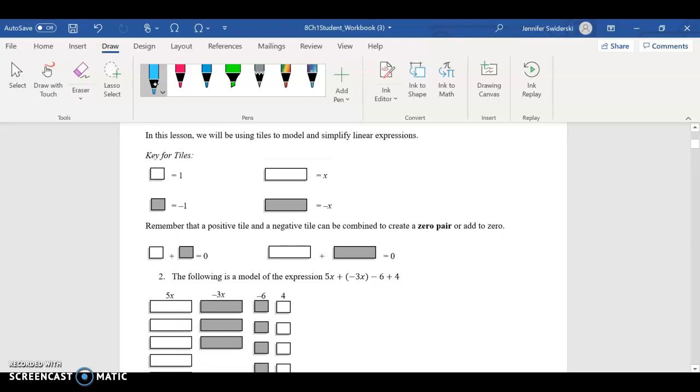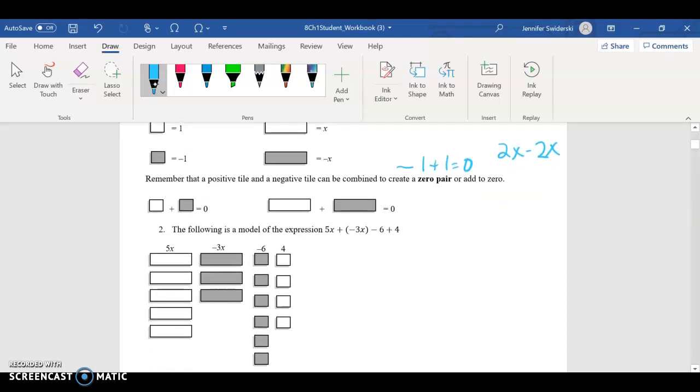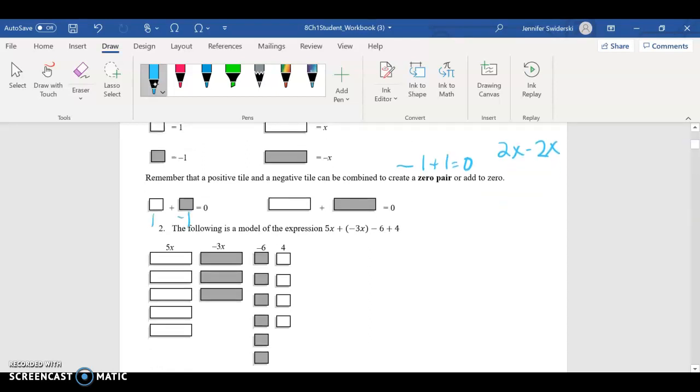Okay, so here they're giving you a visual. They're saying this white box is 1, this gray box is -1. This white box is x, this gray box is -x. Remember that a positive tile and a negative tile can be combined to create a zero pair, okay, or adds a 0. So this last unit, we talked a lot about how -1 plus 1 is equal to 0, right? We can talk about how 2x minus 2x is also equal to 0. So they're just showing you here that a positive 1 and a -1 equals 0, okay? They're showing you that x plus -x is 0. Those are called zero pairs.